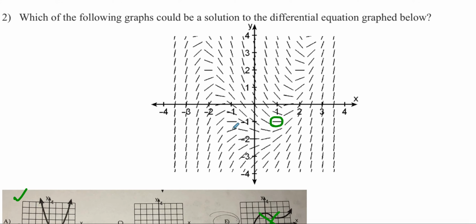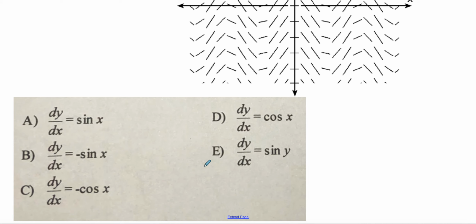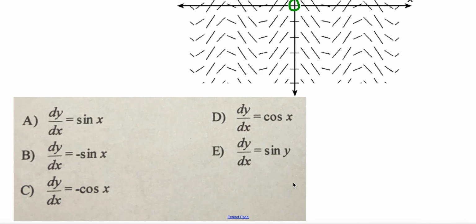Let's look at the last question here. We have the slope field shown above, and which differential equation corresponds to this one? Once again, I'll be looking at horizontal slopes. When x equals 0, the slope has to be equal to 0 along that line. So when x equals 0, dy over dx has to be equal to 0. When x equals 0, dy over dx is equal to 0, that's okay.